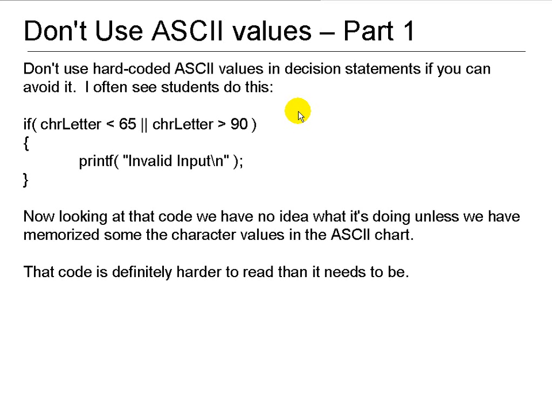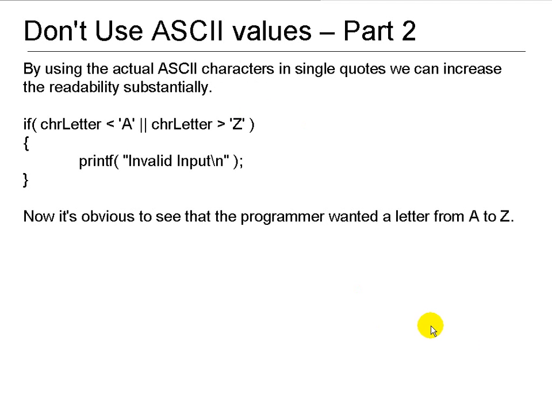Now looking at that code, we have no idea what it's doing unless we've memorized some of the ASCII values in the ASCII chart. That code is definitely harder to read than it needs to be. But if we use the actual ASCII characters wrapped inside of single quotes, we can increase the readability substantially. So here we're saying if the letter is less than A or the letter is greater than Z, then we have invalid input. Now it's obvious that the programmer wanted a letter from the user from A to Z.